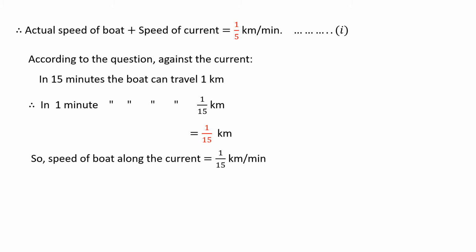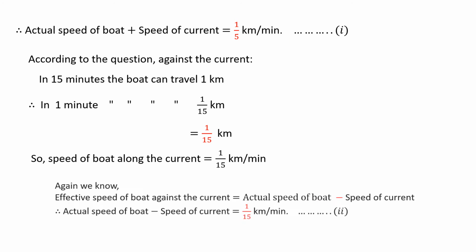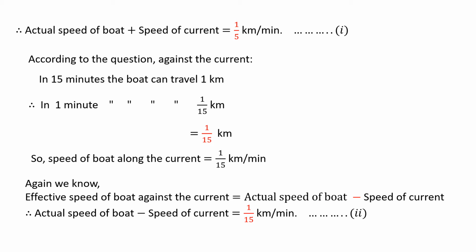As we are traveling against the current, the effective speed of the boat against the current equals the actual speed of the boat minus the speed of the current. Now substituting the value, the actual speed of the boat minus the speed of the current equals 1/15 kilometers per minute. Just look at those two equations, equation 1 plus equation 2. If you add those two equations up, then the speed of the current will be cancelled, right? So 2 times the actual speed of the boat will remain.